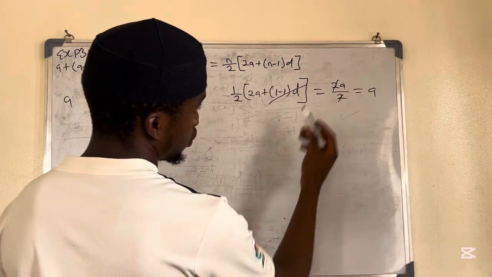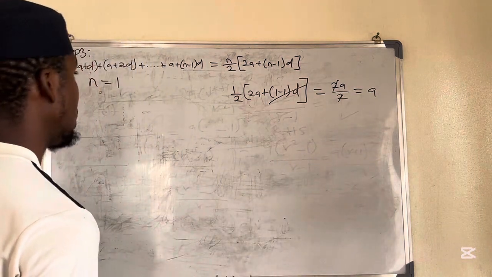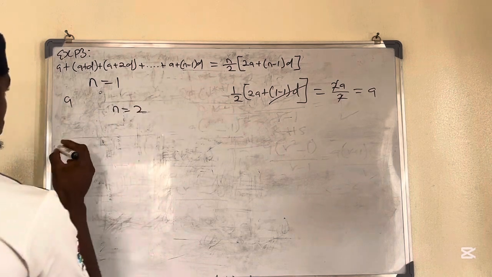So 2 divided by 2 is 1, so 1 multiplied by a is still a. So n equals 1 is correct. Let's see n equals 2.